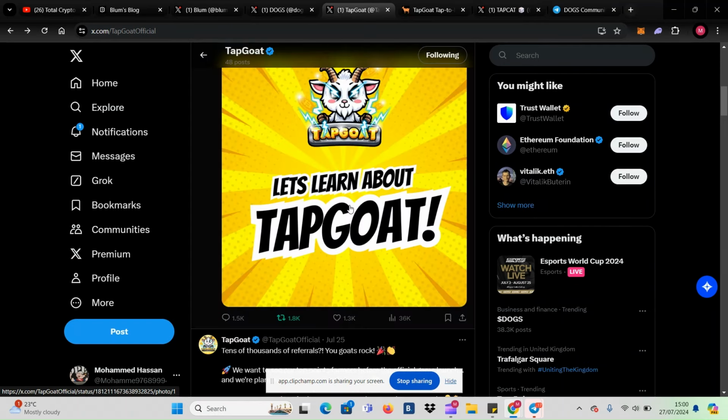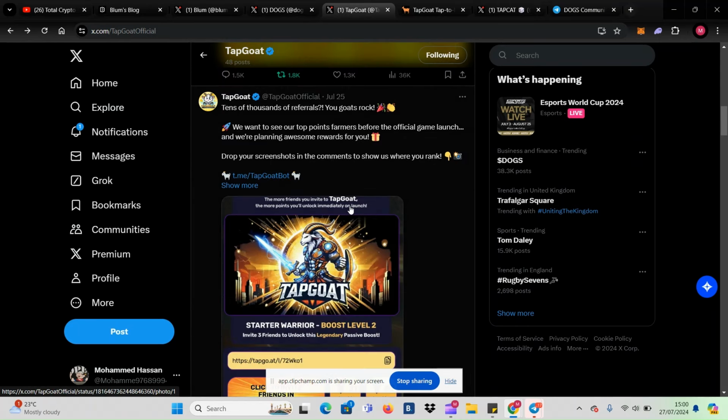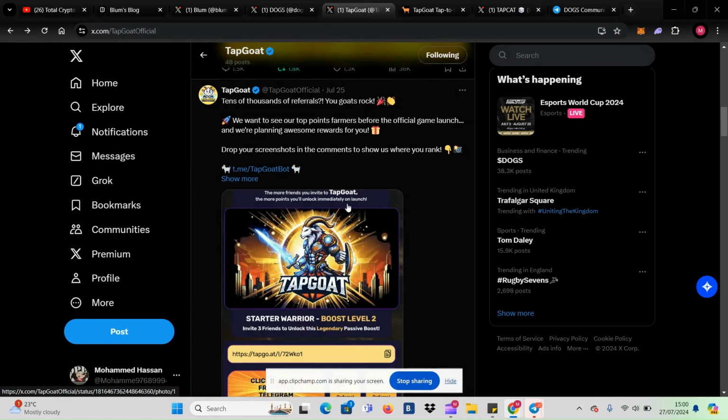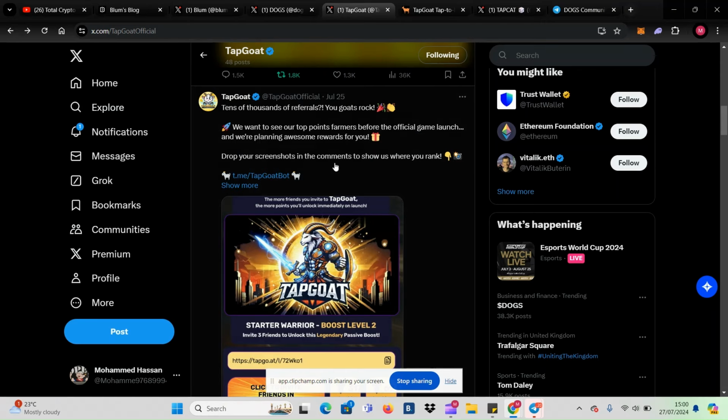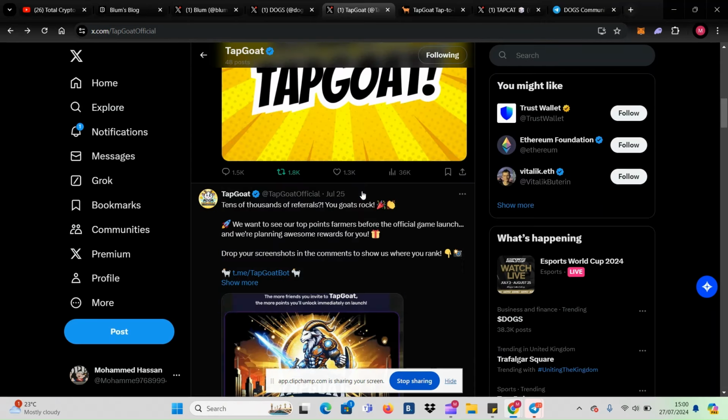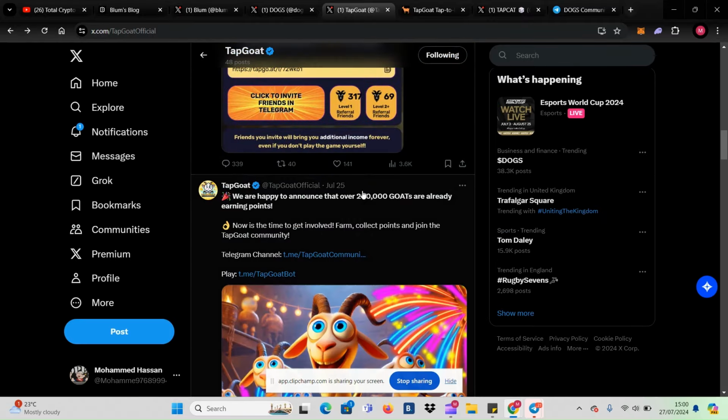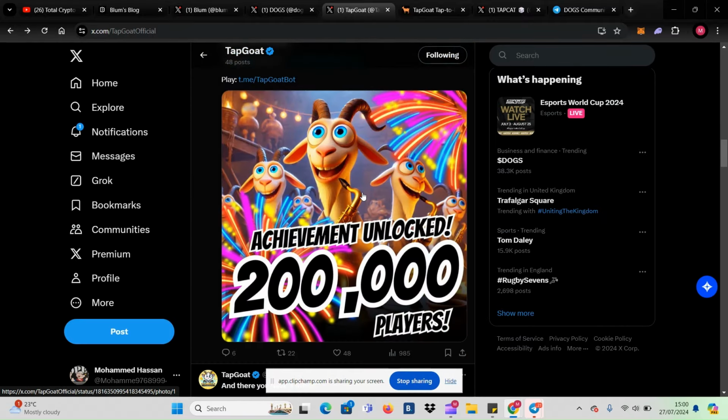Guys, and don't forget to screenshot your Tapgoat bot, as they have a daily competition going on via their Twitter account also. And this is actually a great way for them to interact with anyone who's using the Tapgoat.